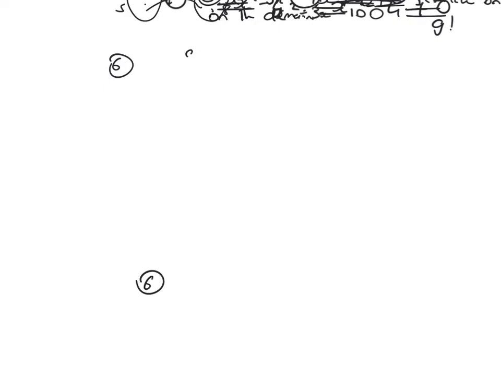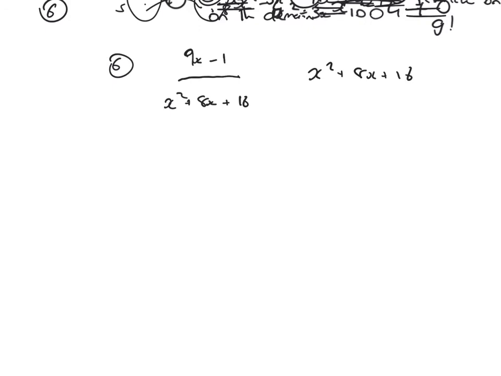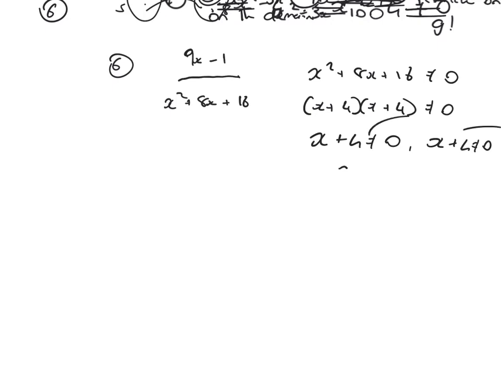Example 6. Okay, example 6, we've got 9x minus 1 over x squared plus 8x plus 16. Okay, so exact same again. The denominator cannot be 0. So on the denominator, x squared plus 8x plus 16 cannot be 0. Two numbers that multiply give 16, that add together give 8, that's 4 and 4. 4 times 4 is 16, 4 plus 4 is 8, cannot be 0. Which means x plus 4 cannot be 0, which will give me the result x cannot be minus 4.